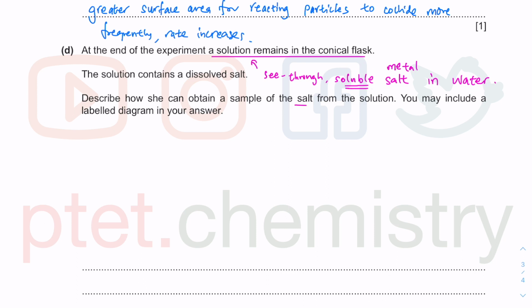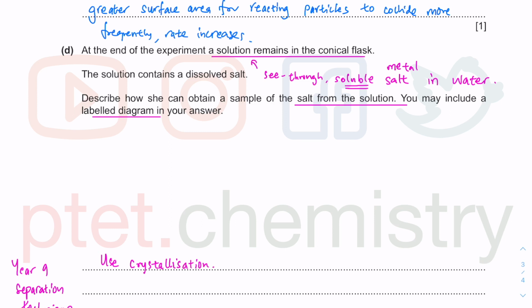How can she obtain a salt from the solution? You may include a labelled diagram. This is called crystallization. We are going to do crystallization. This is back in year 9, a year 9 separation technique under combined science chemistry.